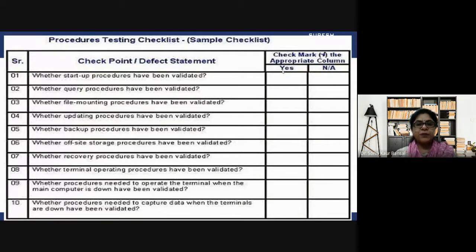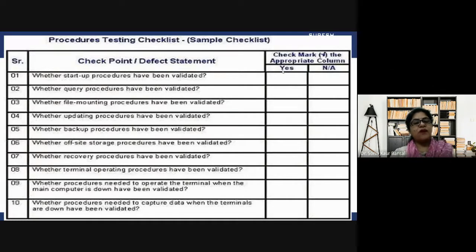So as I told you, be very particular when you choose the criteria. And then on the extreme right, we are marking what we are checking. So an appropriate column is made for what you have seen. There are again two subdivided columns, yes, and secondly, not applicable. So in that, students, see the examples of how we have framed it, whether startup procedures have been validated. Now you can see that these questions can be answered in yes or not applicable. And simply after completing that, you are going to see the presence or absence of procedures testing.